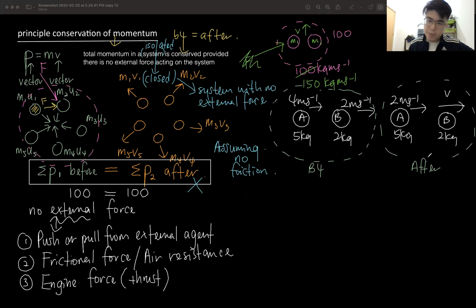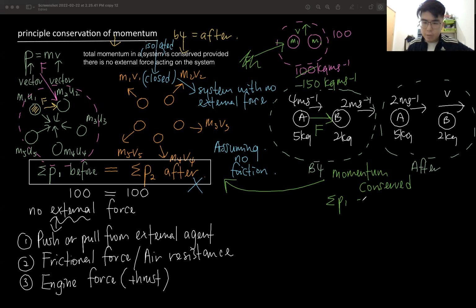Okay, analyze the forces. Ball A goes and hits ball B. You have a force produced. Is this force internal or external? The force comes from a member of the family. So that is an internal force. So if it's an internal force, again, we can say momentum is conserved. So if momentum is conserved, then this law applies. I can write total momentum before equals total momentum after.